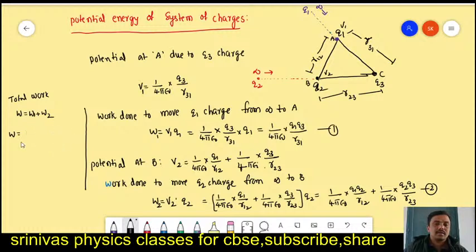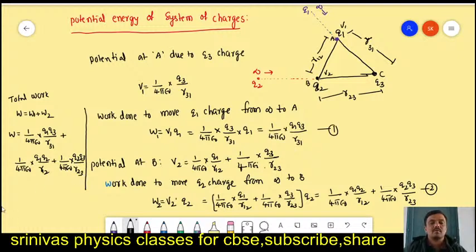1 by 4 pi epsilon naught Q1 Q3 by R31 plus 1 by 4 pi epsilon naught Q1 Q2 by R12 plus 1 by 4 pi epsilon naught Q2 Q3 by R23. This is the formula for the potential energy, right? What is the work? This work is equal to potential energy. Work is equal to potential energy, that is U.